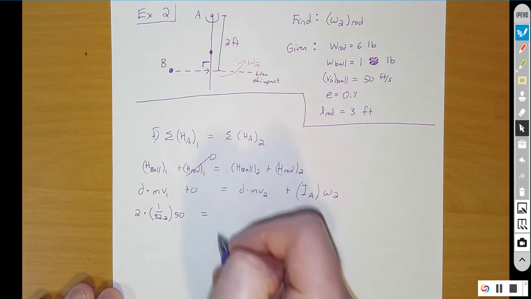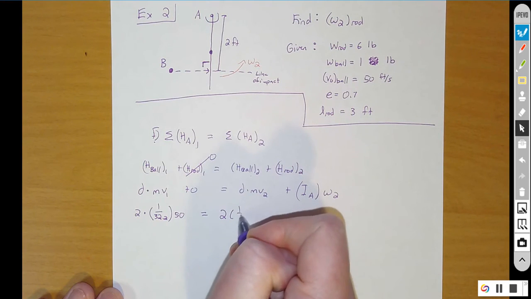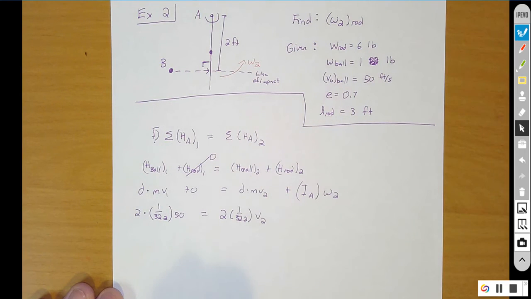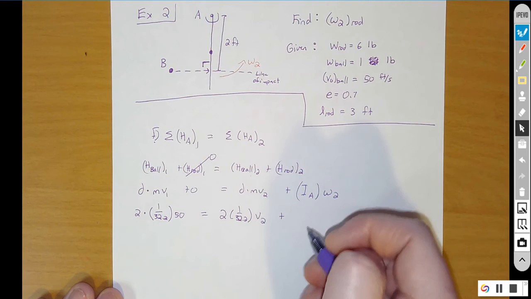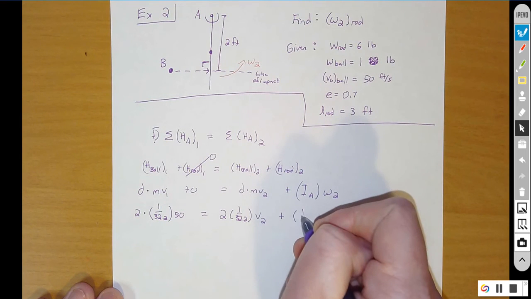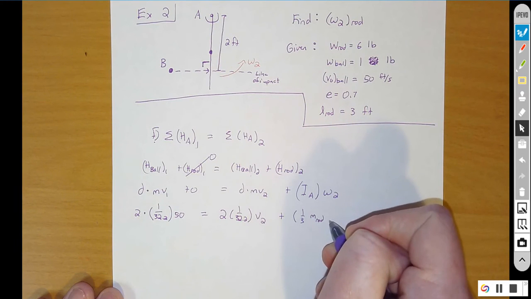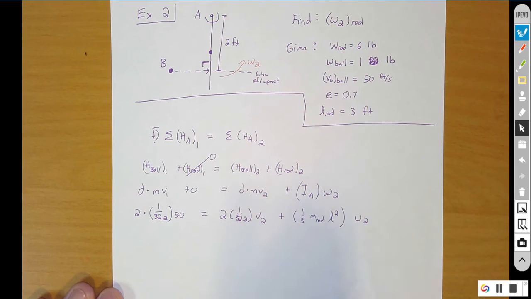Alright. When it leaves after impact, it's still going to be 2 meters away. It's still going to be 1 over 32.2, but I will not know what velocity 2 is. For I_A, we're going to use that same 1/3 mL squared, 1/3 mass of the rod, and then L squared, omega 2. Actually, we'll just go ahead and plug in what we know here.